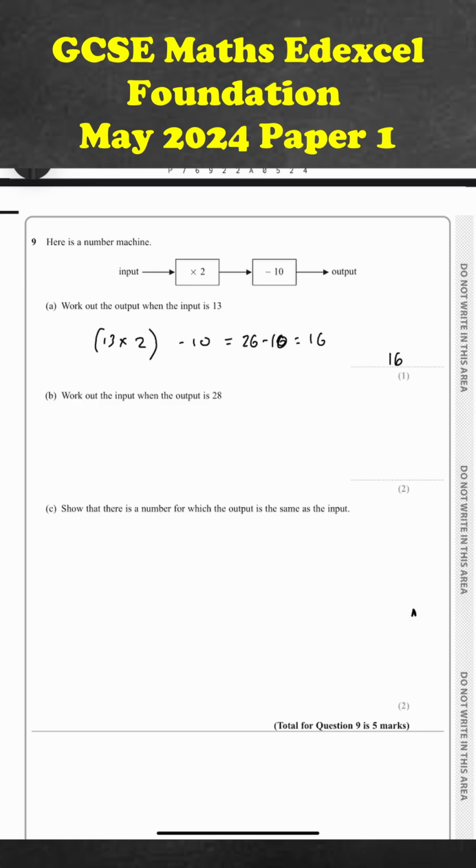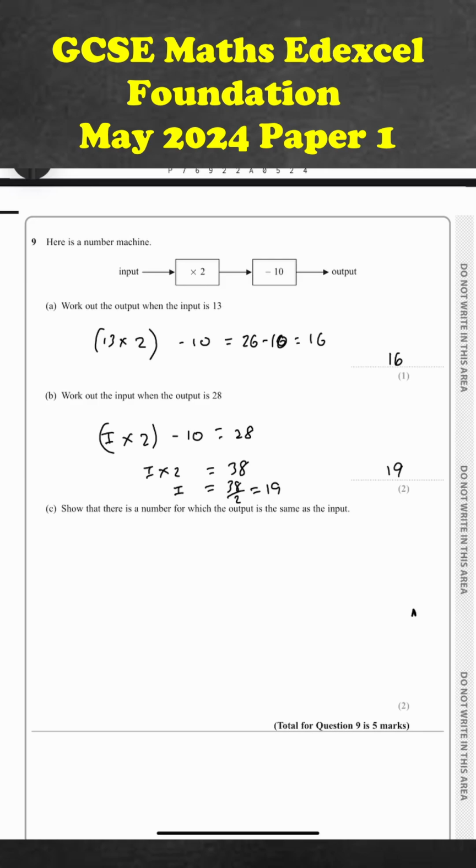And part B, work out the input when the output is 28. So we're going to have the input I multiplied by 2 minus 10 equals 28. So I'm going to add 10 to both sides. So I'm going to say input times 2 equals 38. Divide both sides by 2. We get the input equals 38 divided by 2, which is just 19.